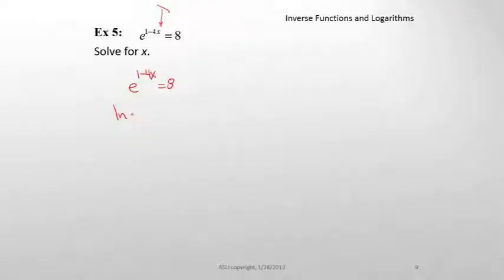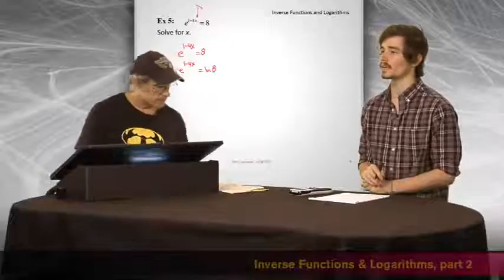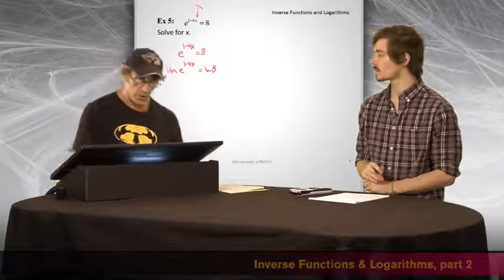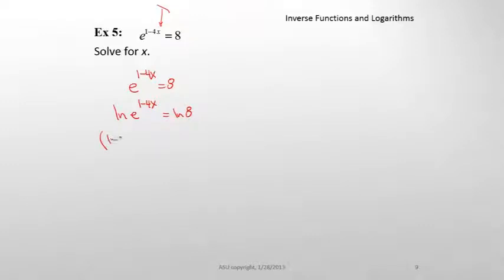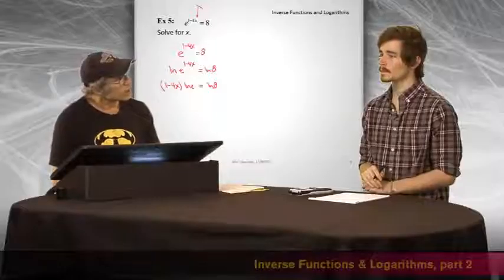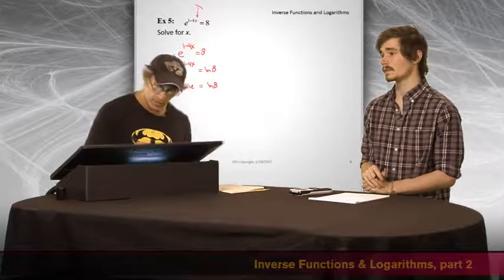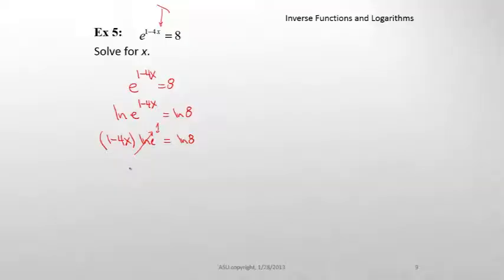Okay, and I'm doing this for a specific purpose so that in the next step, I'm going to end up doing what? You'll pull the exponents to the front. Very good. And now x is not trapped in an exponent anymore. Right. So I have 1 minus 4x, quantity, times the natural log of e is equal to the natural log of 8. Refresh my memory. What is the natural log of e? That's 1. So I'm going to go ahead and say this leaves 1 minus 4x is equal to the natural log of 8.